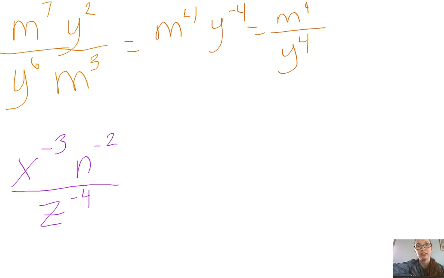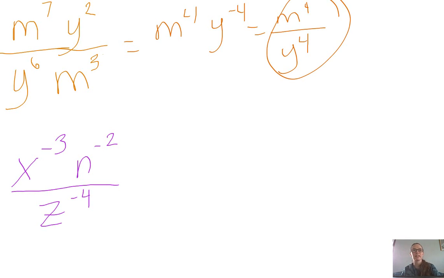However, what I tend to do is I see that there's more m's in the numerator, so I know it's m to the 4th in the numerator. I see that the y's have more in the denominator, so I know the y needs to be in the denominator. So I can skip all the way to this step. And if you can do that yourself, you are welcome to as well.